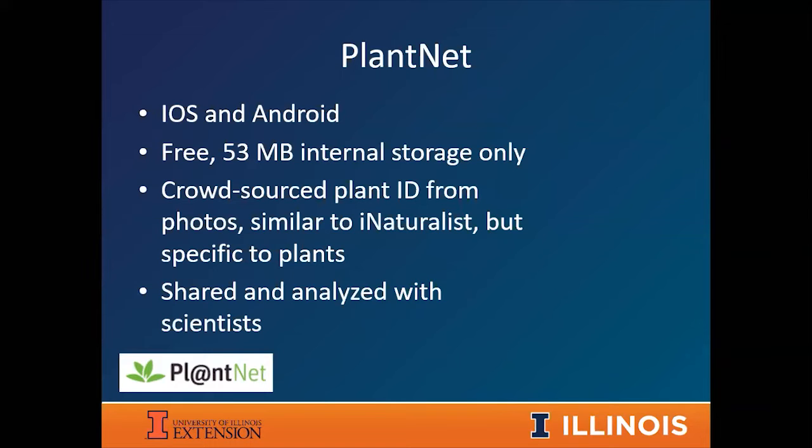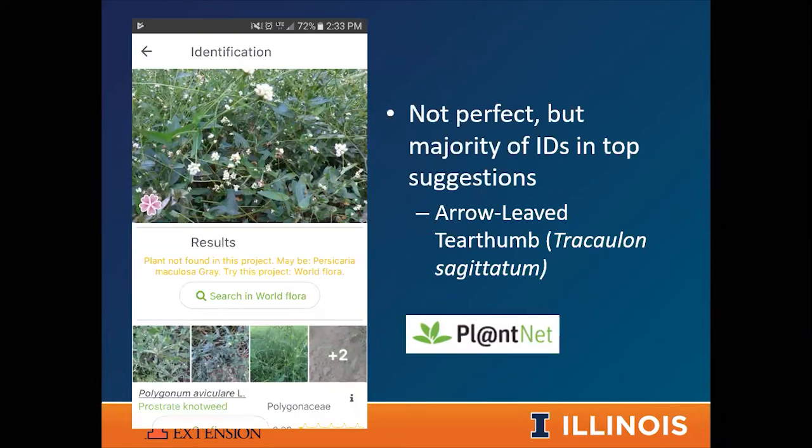Up next, I have PlantNet. This is another one that is both Apple and Android compatible. It is free and relatively small, 53 megabytes, but only uses internal storage. This is kind of similar to iNaturalist, crowdsourcing plant identification, but specific to plants. And this database and sharing platform is analyzed by scientists as well.